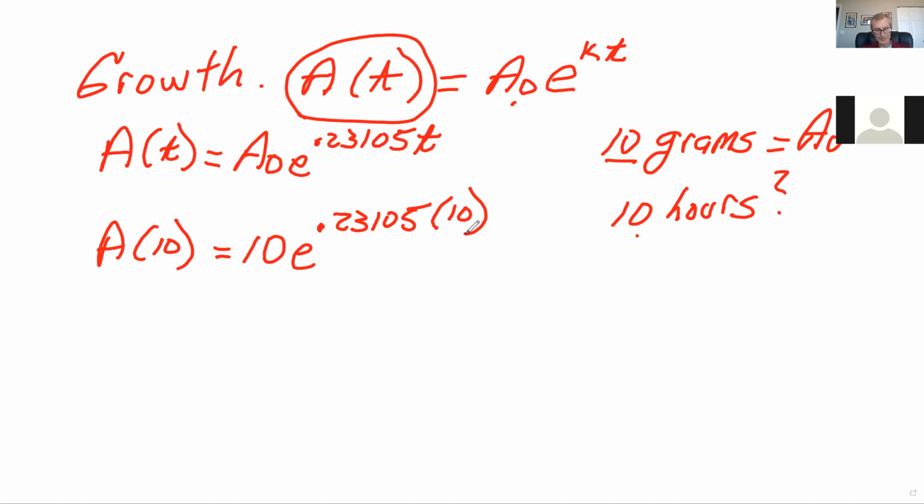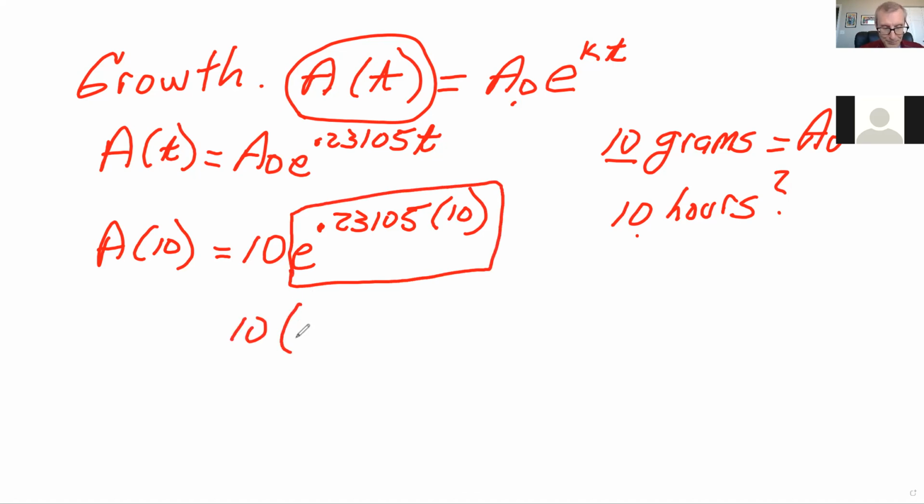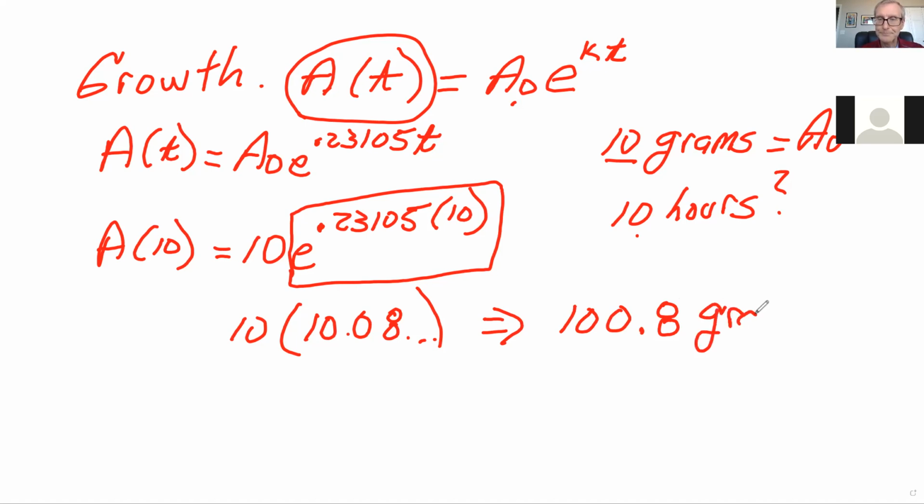Here you definitely need your calculator. So this would be 0.23105 multiplied by 10. And so this part, believe it or not, at least on my calculator, is 10.08, rounding to 2 decimals. So after 10 hours, it looks like it's almost a factor of 10 bigger, right? Because 10 times 10.08 would be 100.8 grams. Any questions on that?